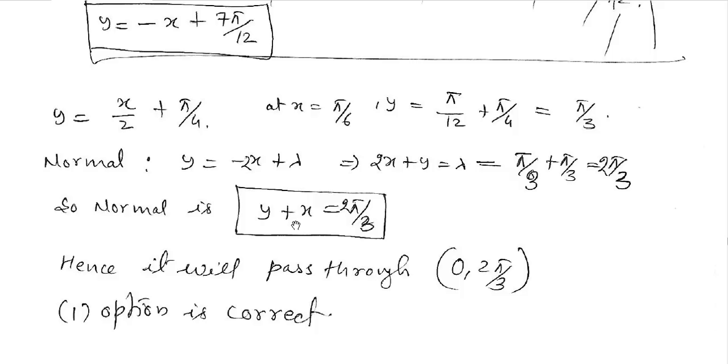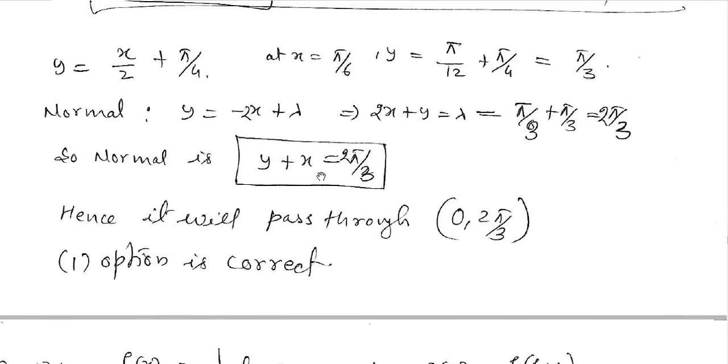Okay, what wrong we did here is, again this is 2 pi by 3, but the normal is not this. So the normal is y plus 2x. Y plus 2x is equal to 2 pi by 3.